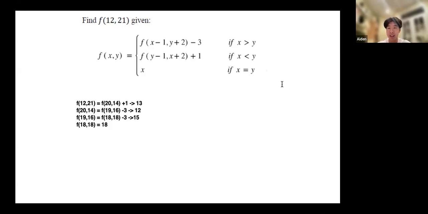Why do I subtract 3 after 18 comma 18? If you look at the cases up here, when it's f of 19 comma 16, we're following the top case. So when I expand it and write it out, you see the 3 at the end right there. That's why we have to subtract 3, since when writing out the function, it has a 3 there.